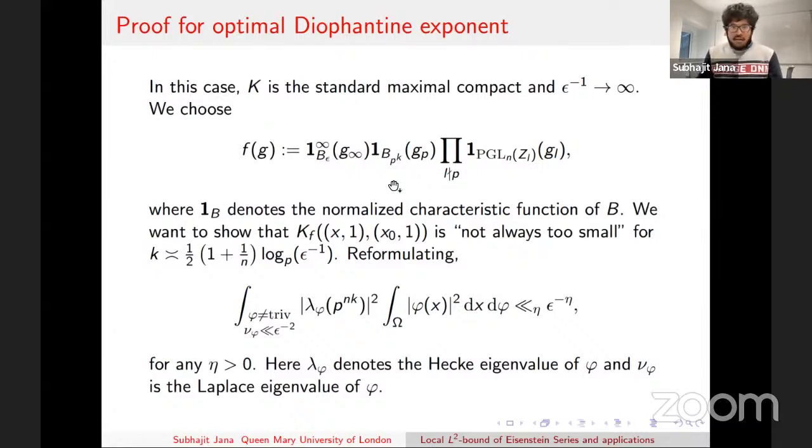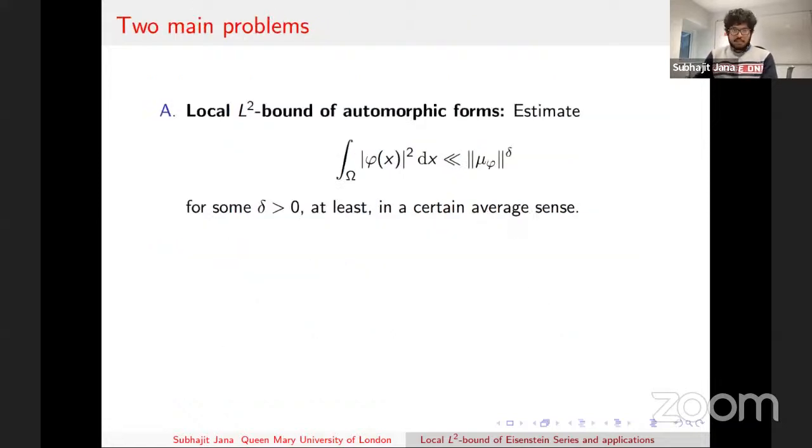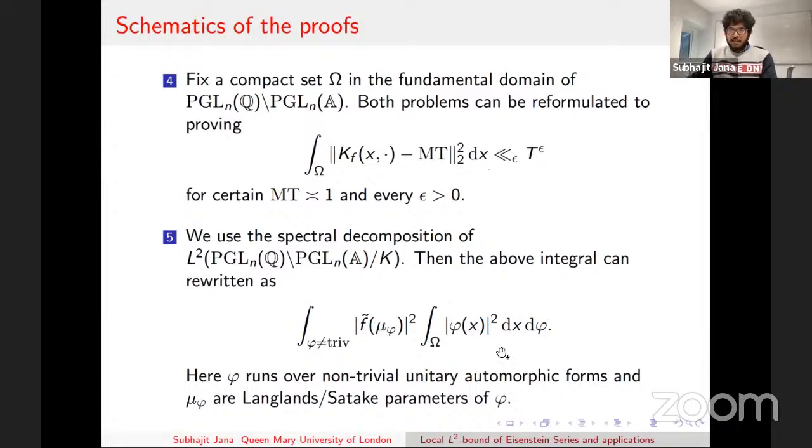So what we want to show, if you remember our previous scheme, is that this K_f(x, x_0), or (x_1, x_0) in the adelic sense, where x is a real point, x_1 is a real point, and we are extending them by putting 1 at every finite place, is not too small. And to do that, to prove the optimal Diophantine exponent, we have to prove that for k of this size, this spectral integral is essentially bounded, meaning that it is bounded by epsilon to the negative eta. So this is exactly what the previous thing was, but written in more classical terms.